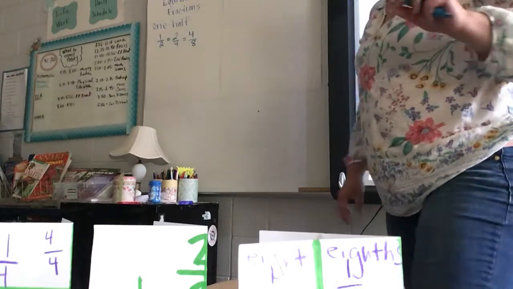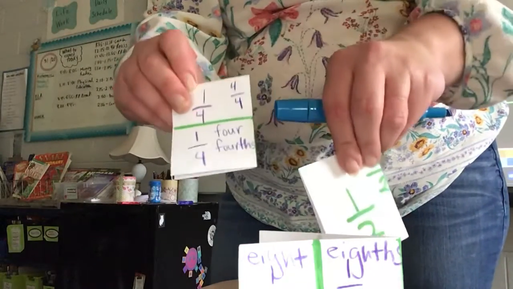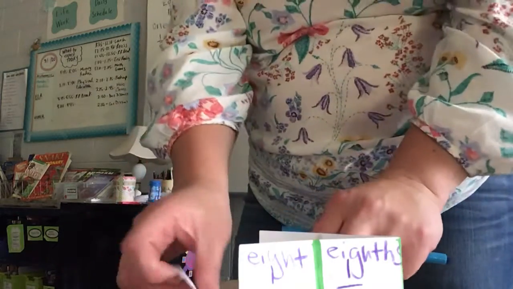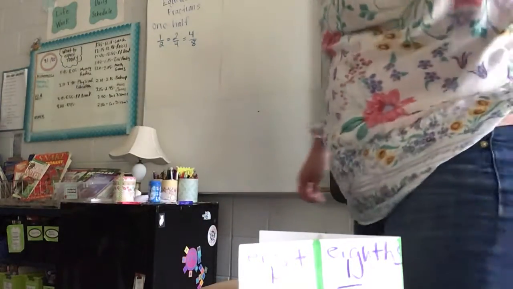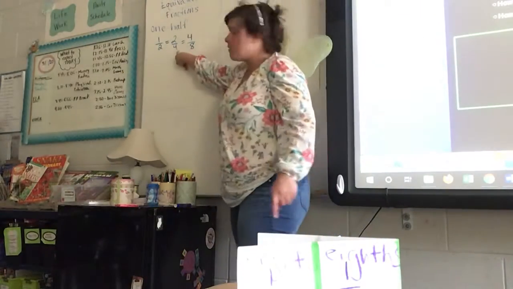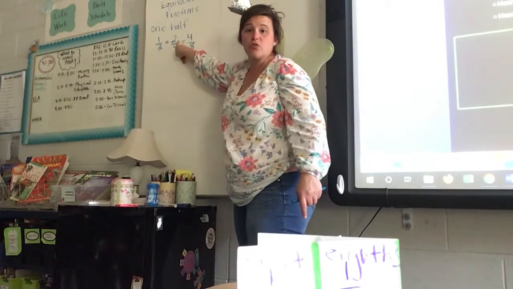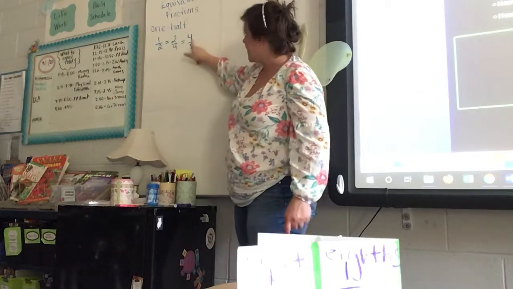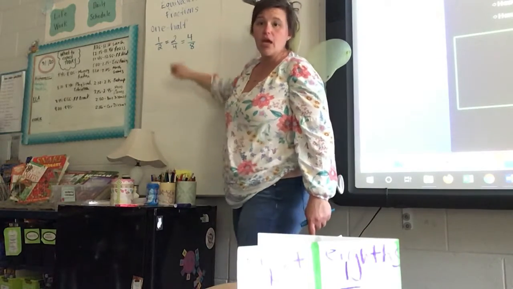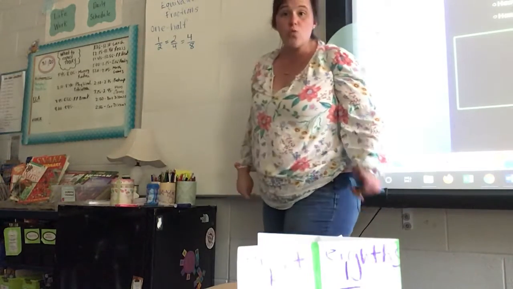Okay. All right. So we know that these are all equal parts. And if you look at, boys and girls, what the numerator and the denominator are, if you look up here, what is half of 4? Well, half of 4 is 2. That's the numerator. What is half of 8? It's 4. Okay? So all these are equivalent to 1/2.